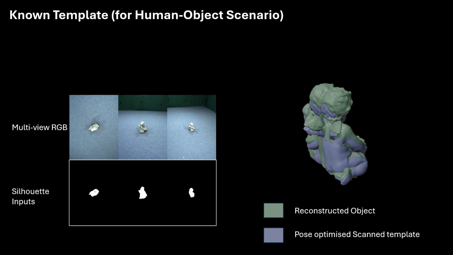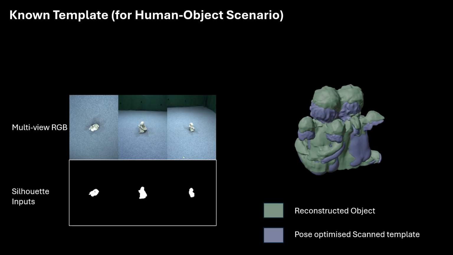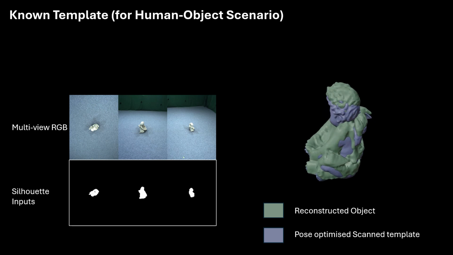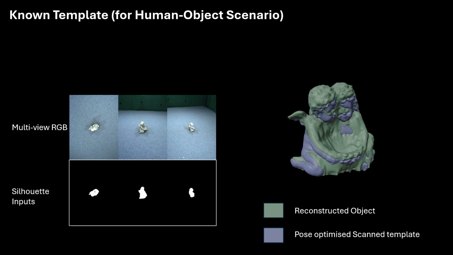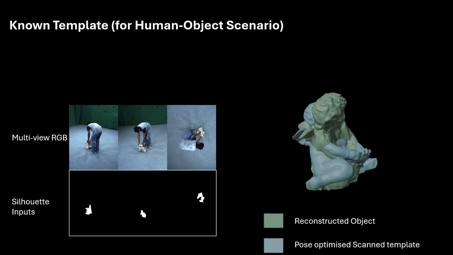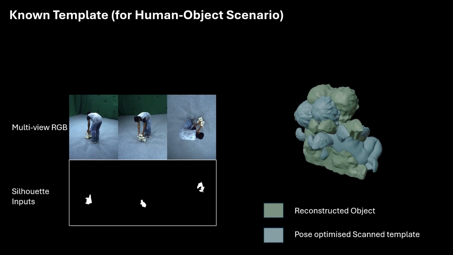Another approach in the case of a known object template would be to fit the template to image observations by optimizing for 6 degrees of freedom using differentiable rendering with silhouette loss. While this works reasonably well for unoccluded objects, we get incorrect poses in the presence of occlusion.